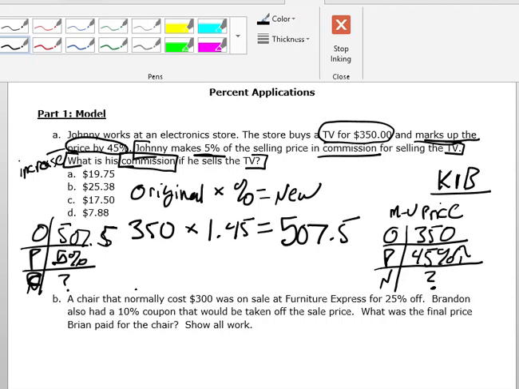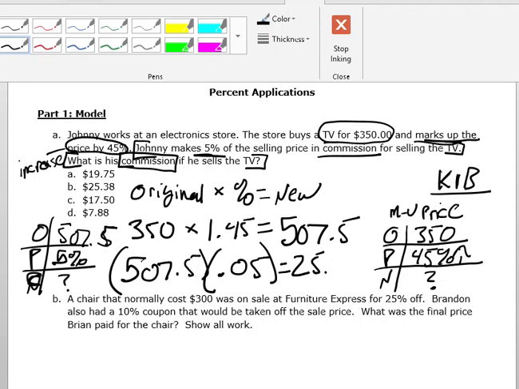And that's what I'm looking for. So I'm going to go 507.5 times 0.05, because that's my 5%, and that's going to give me 25.375. So when I look over here, obviously 0.375 is not really a unit of change, so we're going to round up to 38. My answer is 25.38.